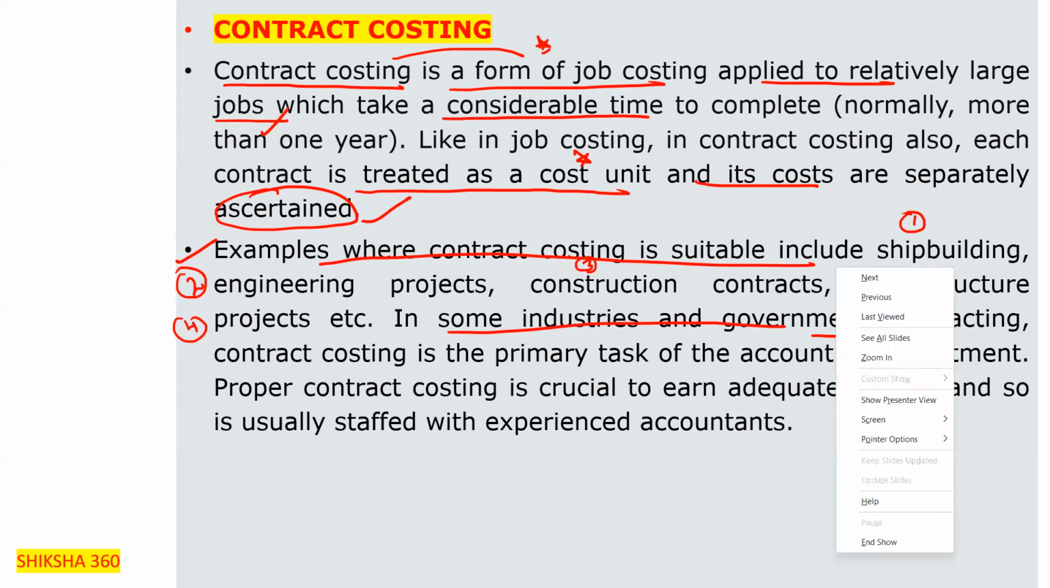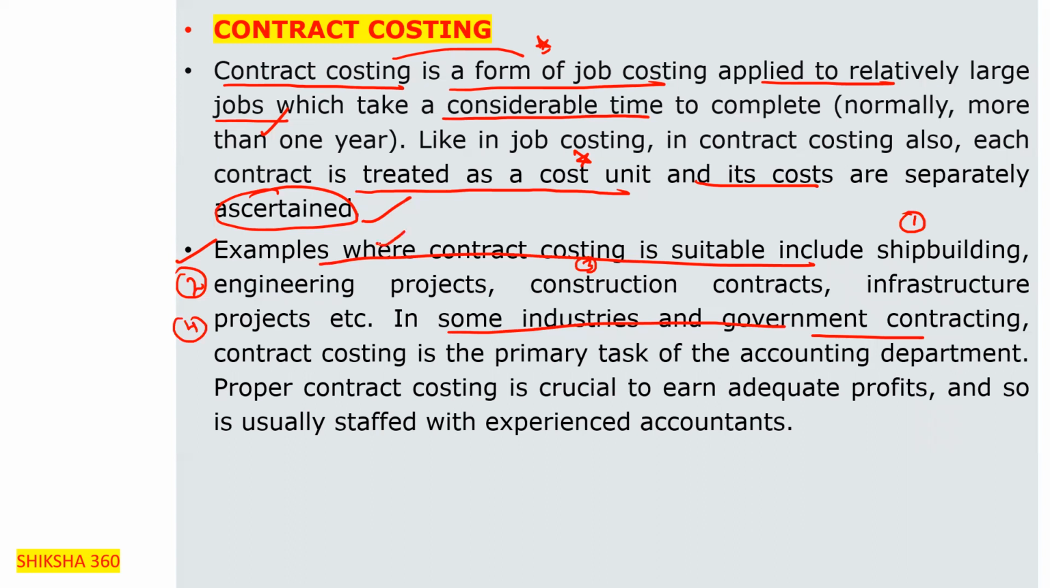Proper contract costing is crucial to earn adequate profits. So please remember where it is to be used. Contract costing is where the work is of more than 1 year, like shipbuilding, infrastructure projects, engineering projects, construction contracts.